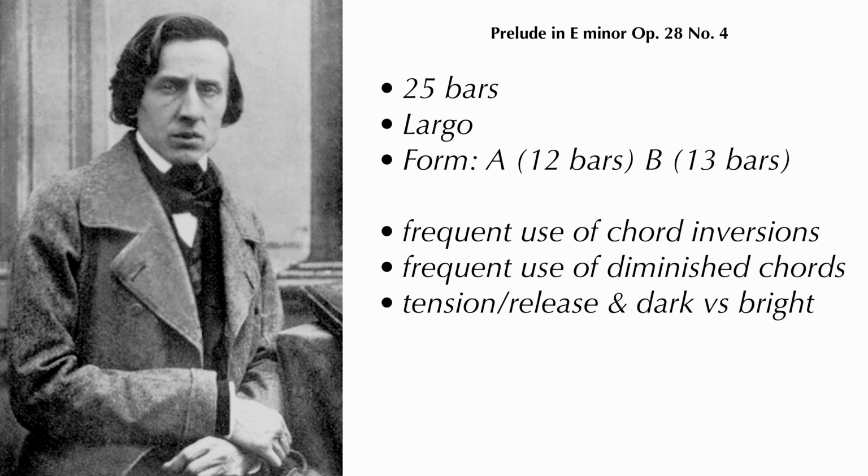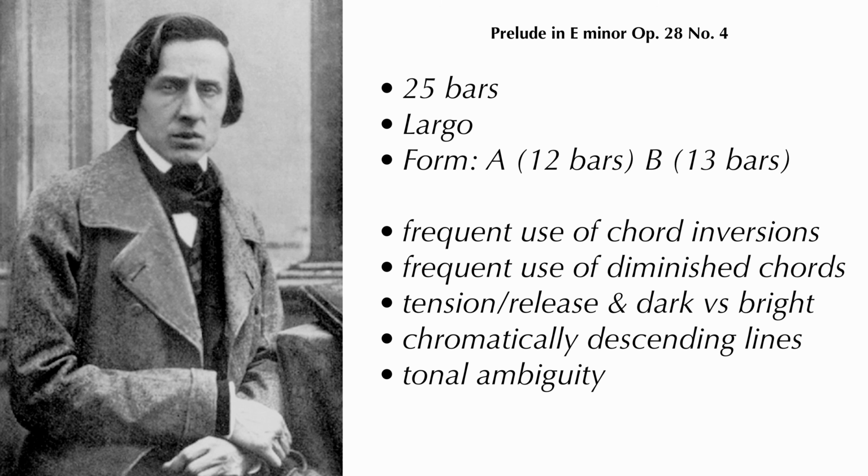As I already pointed out in the introduction, one of the main composition tools to reach this kind of harmonic tension is the frequent use of chromatically descending lines. And quite often the resulting chords are hard to pinpoint and give the sense of tonal ambiguity.